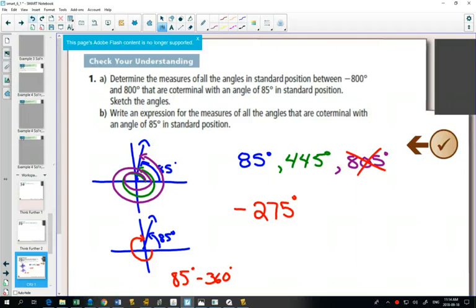275 degrees. Yes? Wait, are negative angles also in standard position as long as they start on the first x-axis? Yes, negative angles are also in standard position as long as they start at the positive x-axis. The negative just tells you the direction around which you're going, either clockwise or counterclockwise. And negative angles go clockwise.